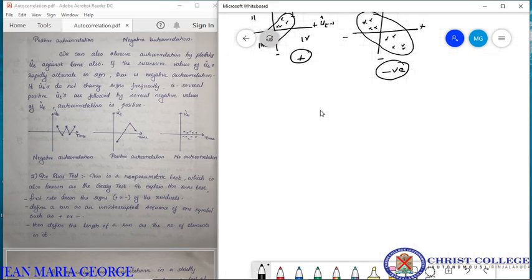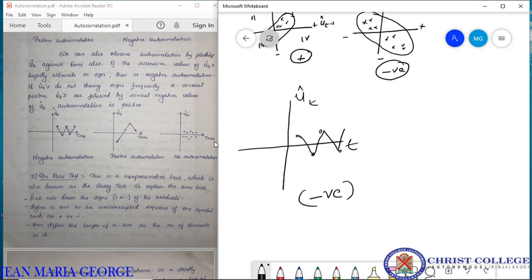So we can plot the values of u hat t with respect to time, and if it follows a particular pattern like this, then it means negative autocorrelation, because the sign of the values is changing continuously. Here positive, negative, positive, negative. So the sign of the plotted values is changing frequently. Therefore, this will show a negative autocorrelation.